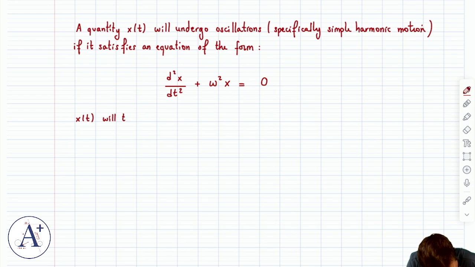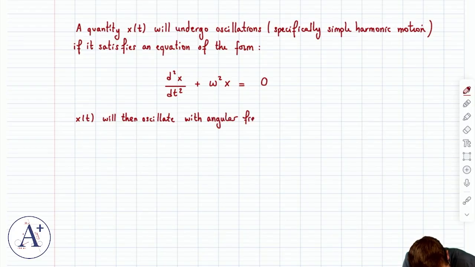will then oscillate following, well, let's say this. Let me say that a little bit differently. We'll then oscillate with angular frequency omega, which we'll redefine in a second, but angular frequency omega according to, now what does x of t look like?